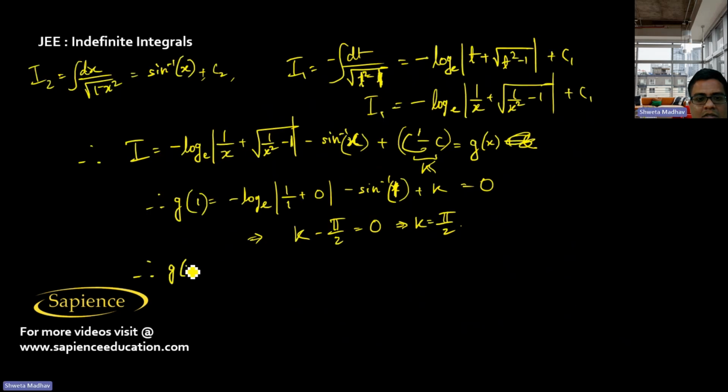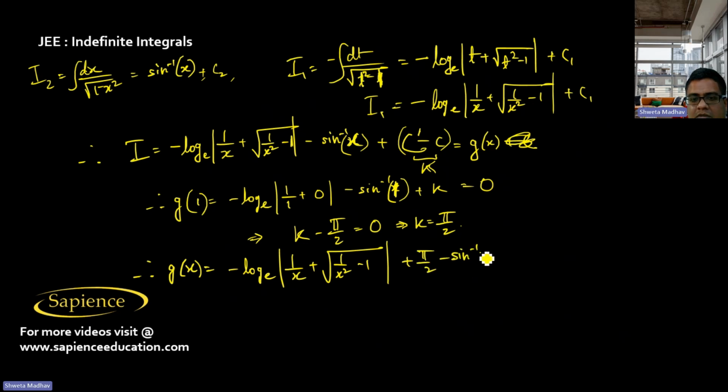Therefore g of x is equal to minus log base e mod 1 by x plus root over 1 by x square minus 1, plus pi by 2 minus sine inverse of x. So this is coming. Then g of half you have to find.